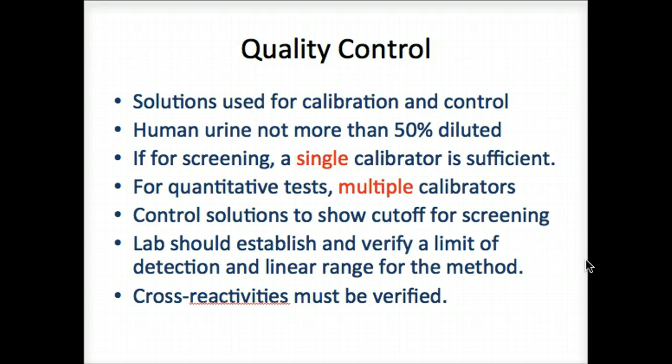There should be control solutions run with the samples to show that the method can discriminate above and below the cutoff for screening tests. We'll talk about cutoff in just a minute. Prior to using the immunoassay, the lab should establish and verify a limit of detection and linear range for the method, which is always done for any analytical technique used in a laboratory. Cross-reactivities to common interfering substances must be verified and understood before a method can be put into routine use.